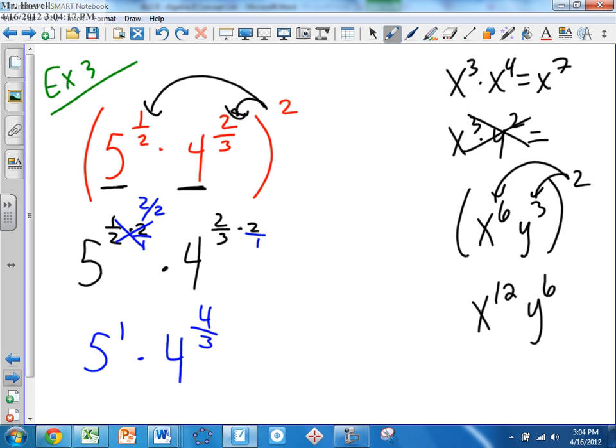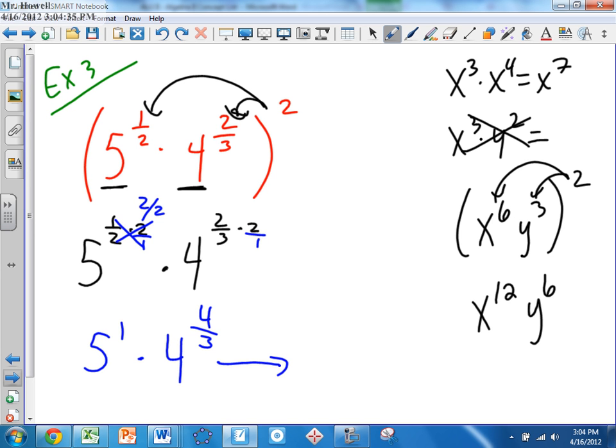Good. They don't have the same basis. The property is only viable or valuable here, or credible or usable, whatever term you want to call it, if the bases are identical. So there's not much more I can do with this. I can write it in radical form like we did last time to see if we can reduce this.